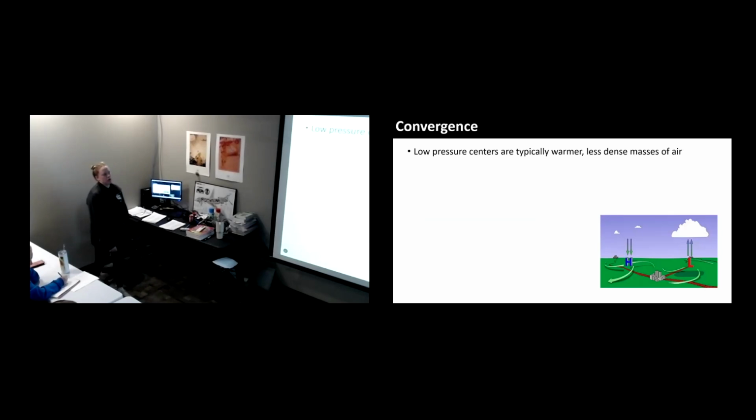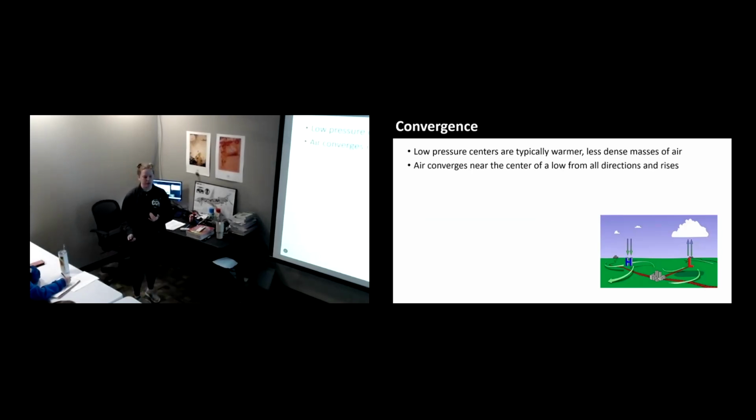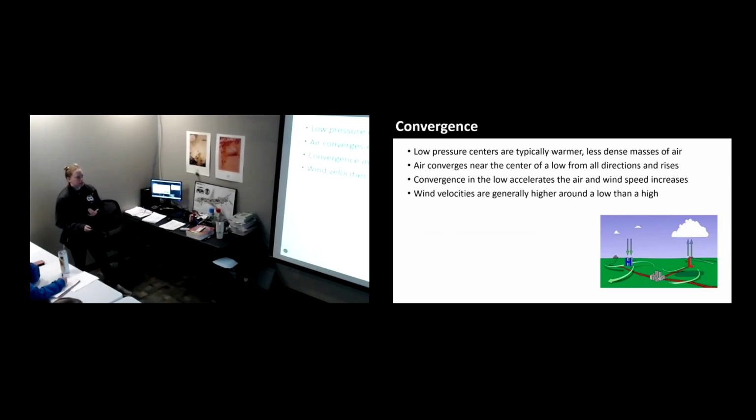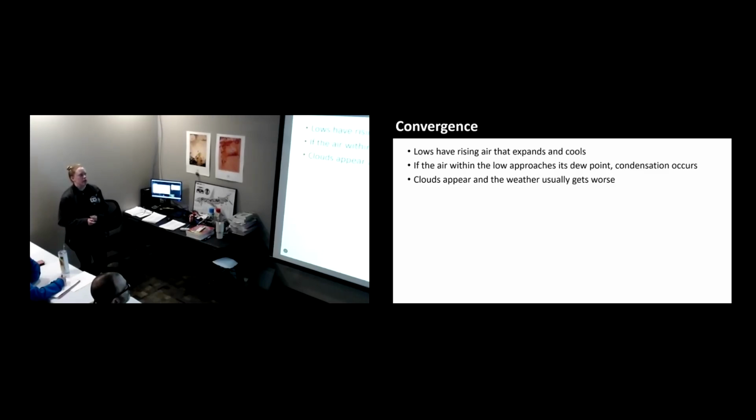Low pressure centers are warmer, less dense, they rise. It's all going to be the exact opposite of what we just talked about, right? Convergence in the low accelerates the air and wind speeds increase. Wind velocities are higher around a low than a high. Lows have rising air that expands and cools. If the air within the low approaches its dew point, condensation occurs, clouds appear, and weather gets worse.